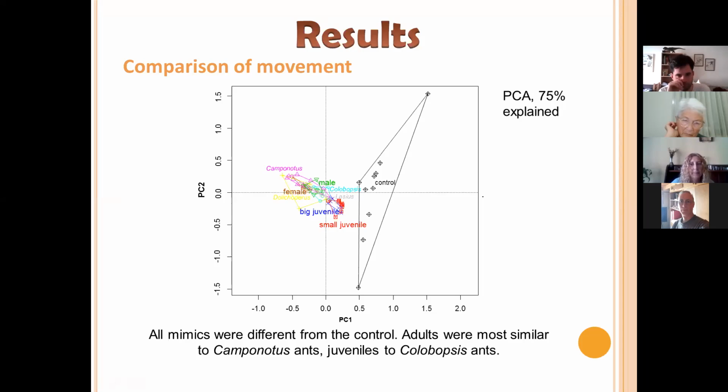So from this picture, you can clearly see that the movement characteristics of the mimics and models were very similar and very much different from the control, that means from the non-mimicking spider. And that the points have overlap markedly. So that means movement of adults was mainly similar to Camponotus ants, while the movement of juveniles was mainly similar to Colobopsis ants.